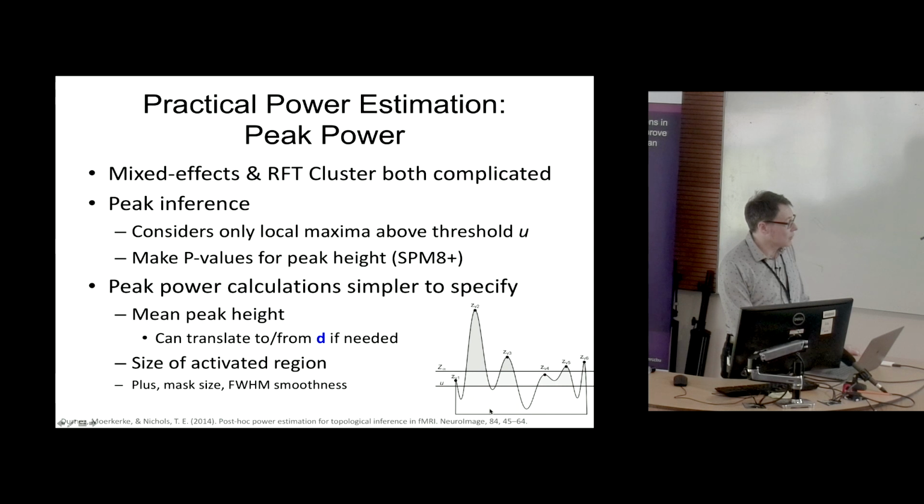And for this, we'll have to estimate how big is the non-centrality parameter, the Cohen's d, how big is the region, and we'll also have to know the smoothness because we're working with random field theory.